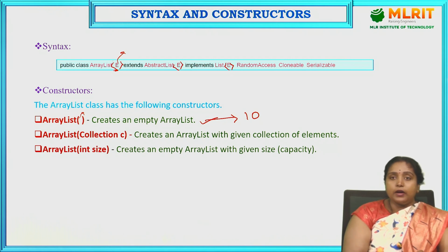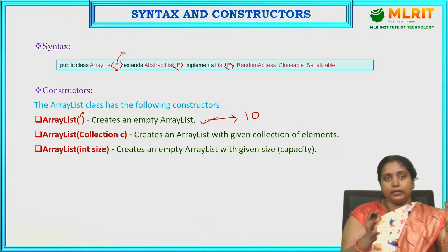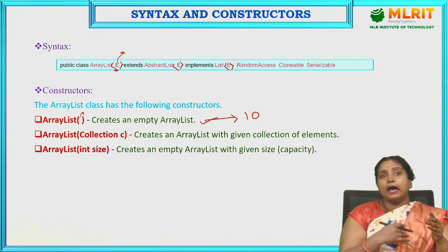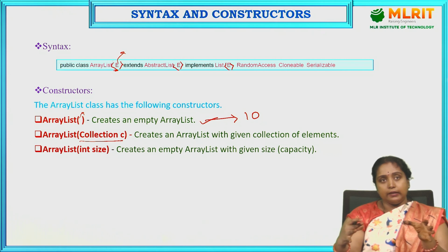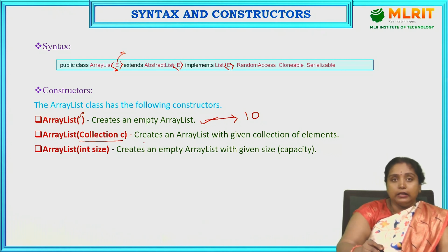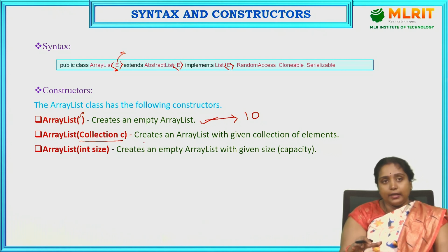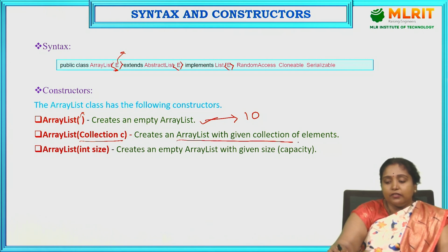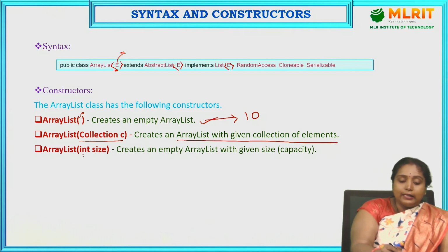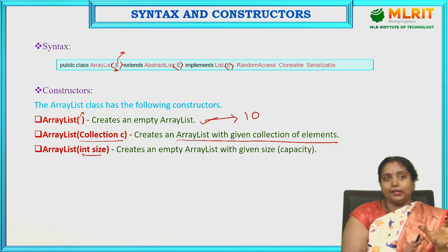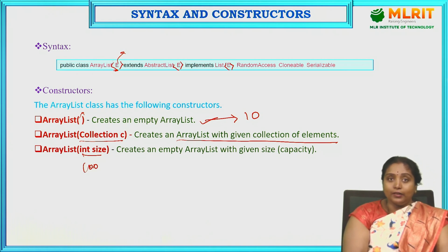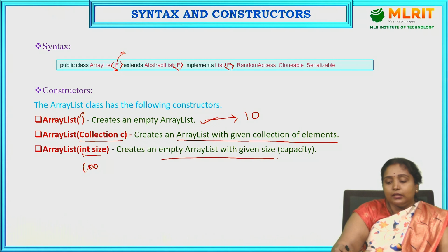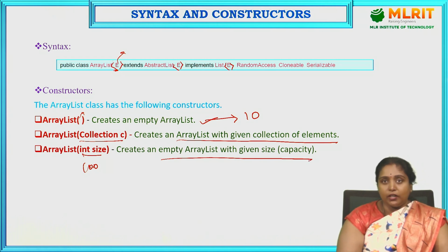If I want to have n number of data at a time and insert it at the time of creation, I can go with a collection of data inside it and directly it can be inserted into a dynamic array. So it creates an ArrayList with the given collection of elements. Next, if I just want a dynamic array with a size of 100, I can give the size here, like ArrayList of 100. So it will create an empty ArrayList with the given size, or we can call it capacity.